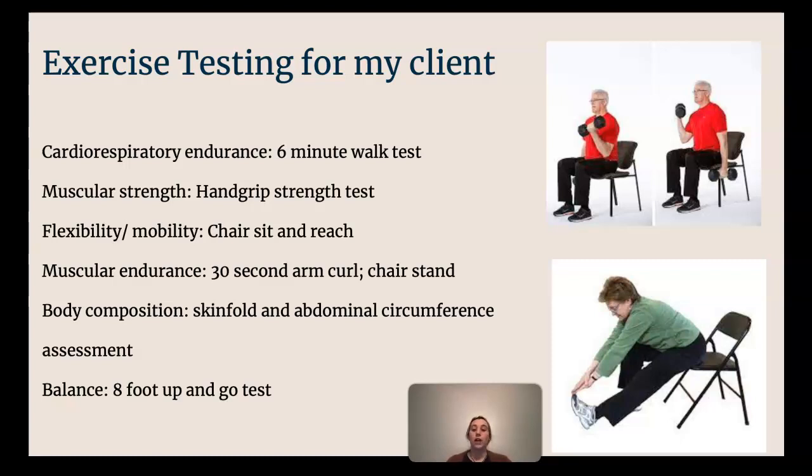For muscular endurance, I chose the 30-second arm curl or the chair stand, which is also pictured on the right. The 30-second arm curl helps with everyday activities such as picking up and carrying groceries or picking up grandchildren. For my body composition, I chose the skin fold and abdominal circumference assessment. I want to use this test since it is easily accessible and the cheapest. I'm looking for abdominal fat the most, which is the area of most concern for fat, and that is done with the abdominal circumference assessment.